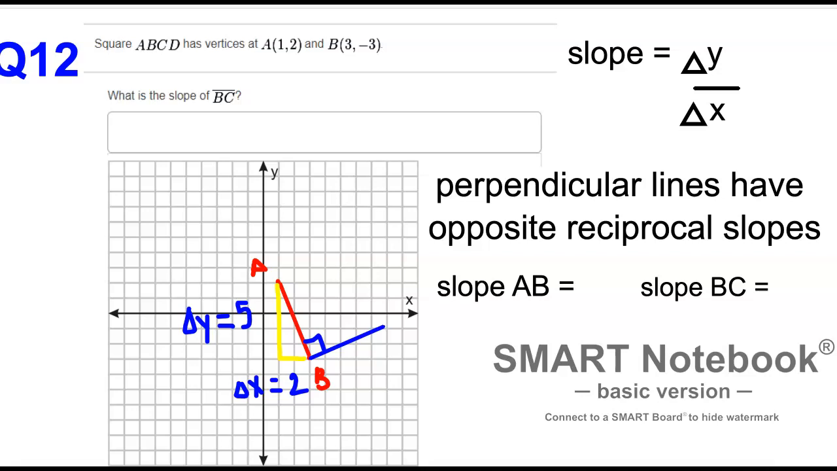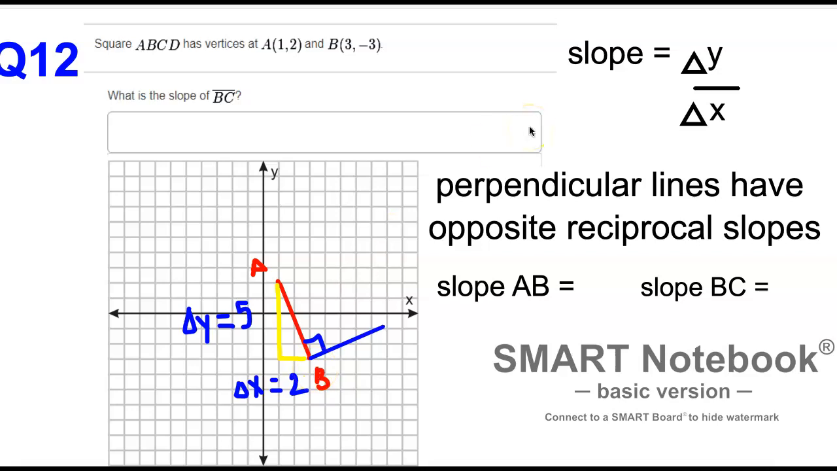Square ABCD has vertices at A (1, 2) and B (3, -3). What is the slope of segment BC? So if we go to draw this on a grid, we know that point A has coordinates (1, 2), so I've plotted it here, and point B has coordinates of (3, -3), so I've plotted it here.